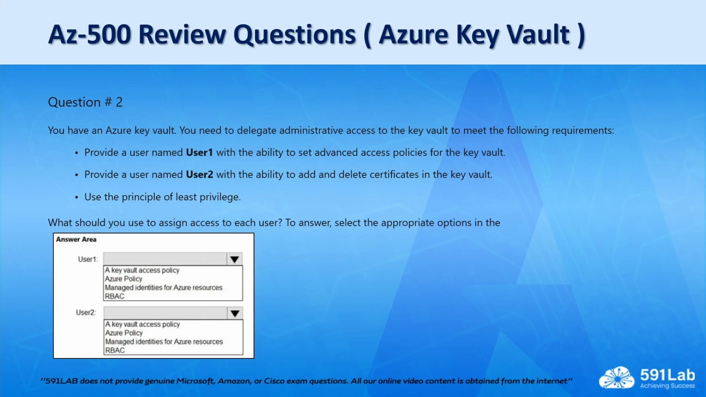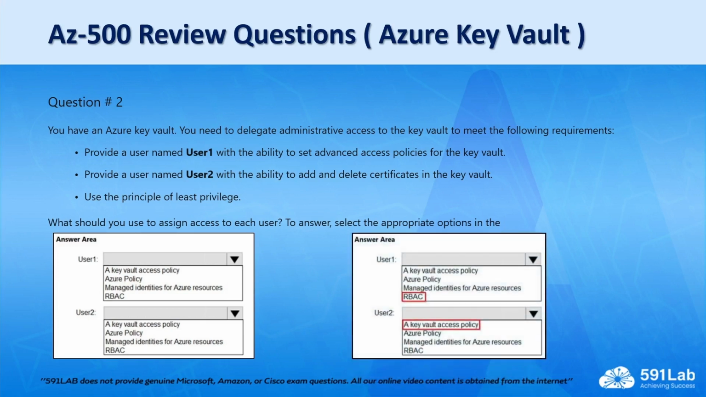Okay, let's look at the options. User 1 has 4 options: Key Vault access policy, Azure policy, managed identity, and RBAC. Since user 1 must have the ability to use the advanced access policy, then the answer should be RBAC, because we all know in Vault access policy, the permission model only allows to manage the keys, secrets, and certificates within the Key Vault itself only. But the user 2 must have the ability to add and delete certificates in the Key Vault. Then in that case, for the user 2, we should go with Key Vault access policy. Let's have a look at the answer.